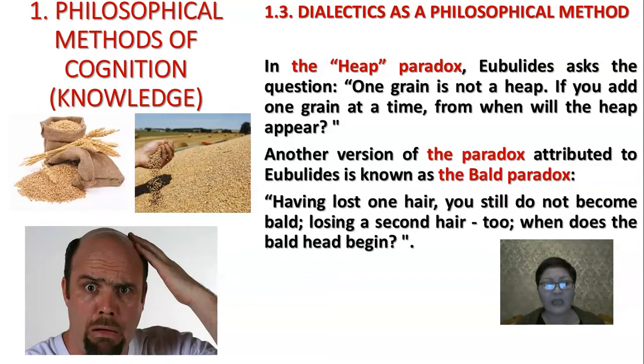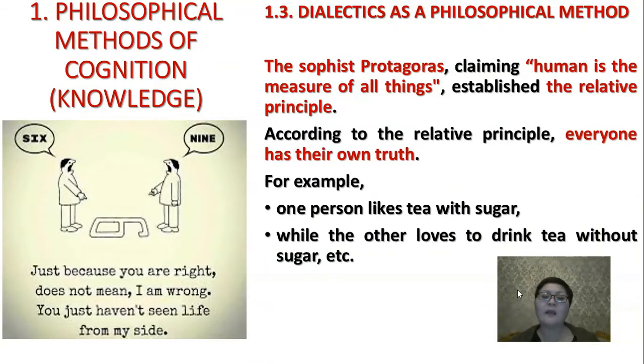The Sophist Protagoras, claiming that man is the measure of all things, established the relative principle. According to the relative principle, everyone has their own truth. For example, one person likes tea with sugar, while another loves to drink tea without sugar. For example, I hate tea with sugar. I like to drink tea without sugar.